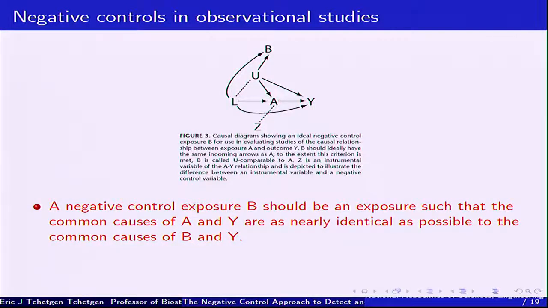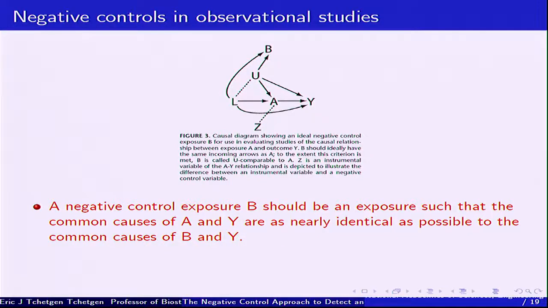Likewise, the negative control exposure is a variable that is known not to cause the outcome, but the hope is that it shares as much as possible the unmeasured confounding of the original exposure and the outcome. And I added here an instrumental variable for folks who are familiar with it to show that it actually has a very different structure. It's the inverse of an instrumental variable. I'm not going to go into that in the interest of time, but if you're familiar with instrumental variables as another tool to deal with unmeasured confounding, this is actually a different notion.